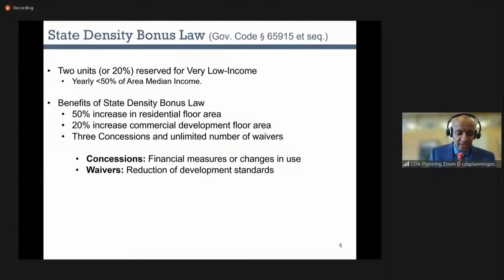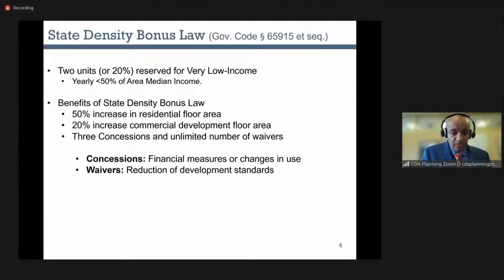Projects that qualify for a state density bonus may take advantage of the benefits provided in the state density bonus law. These benefits include, amongst others, increasing floor area ratio, concessions, waivers, as well as a number of reductions in development standards. In short, concessions typically involve financial measures, changes in use, or modifications to development or zoning standards that would result in actual project cost reduction. Waivers, on the other hand, involve reduction of development standards such as height, setback, parking requirements, and other similar zoning requirements in order to accommodate the project.